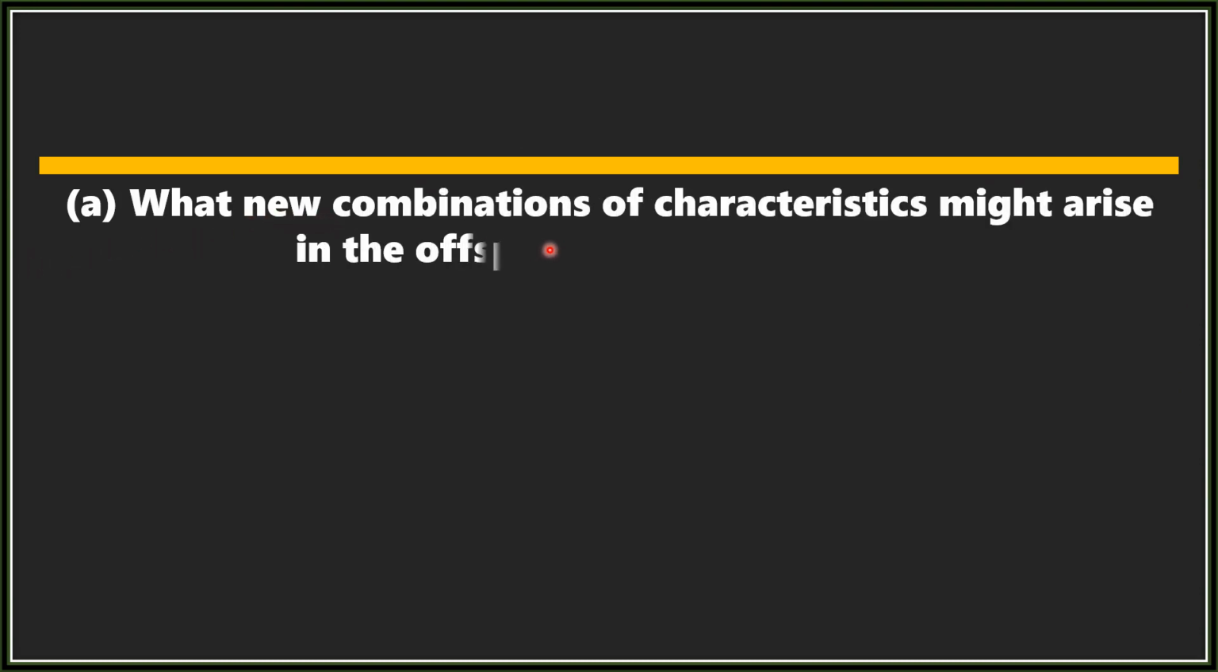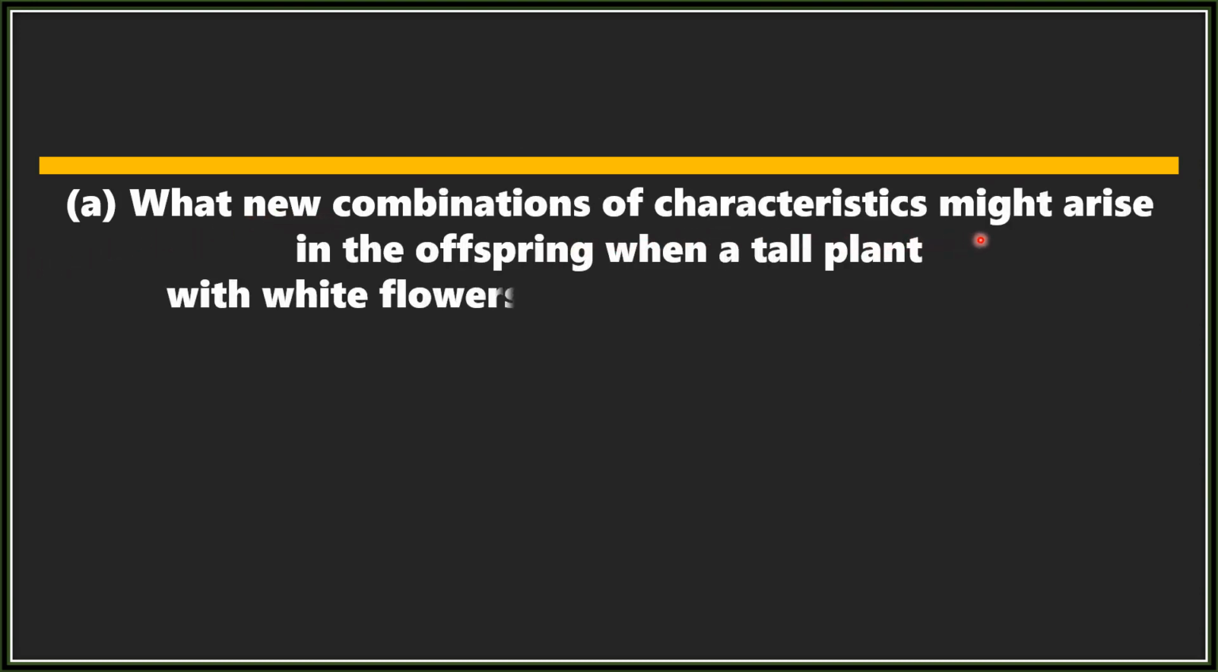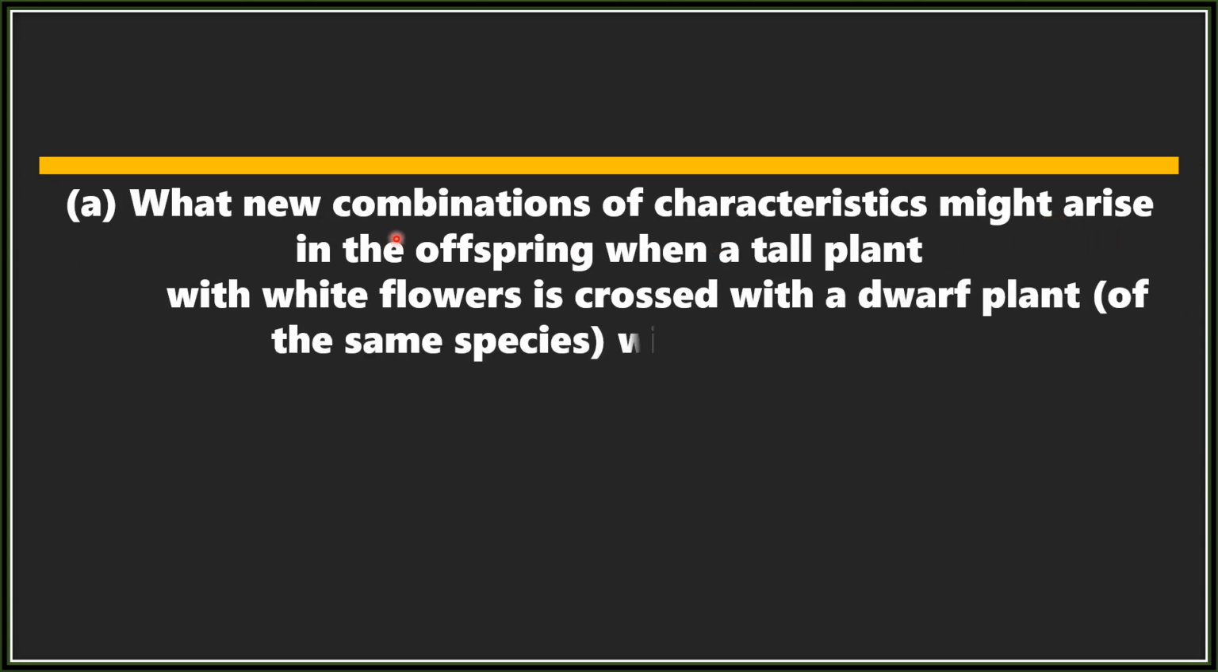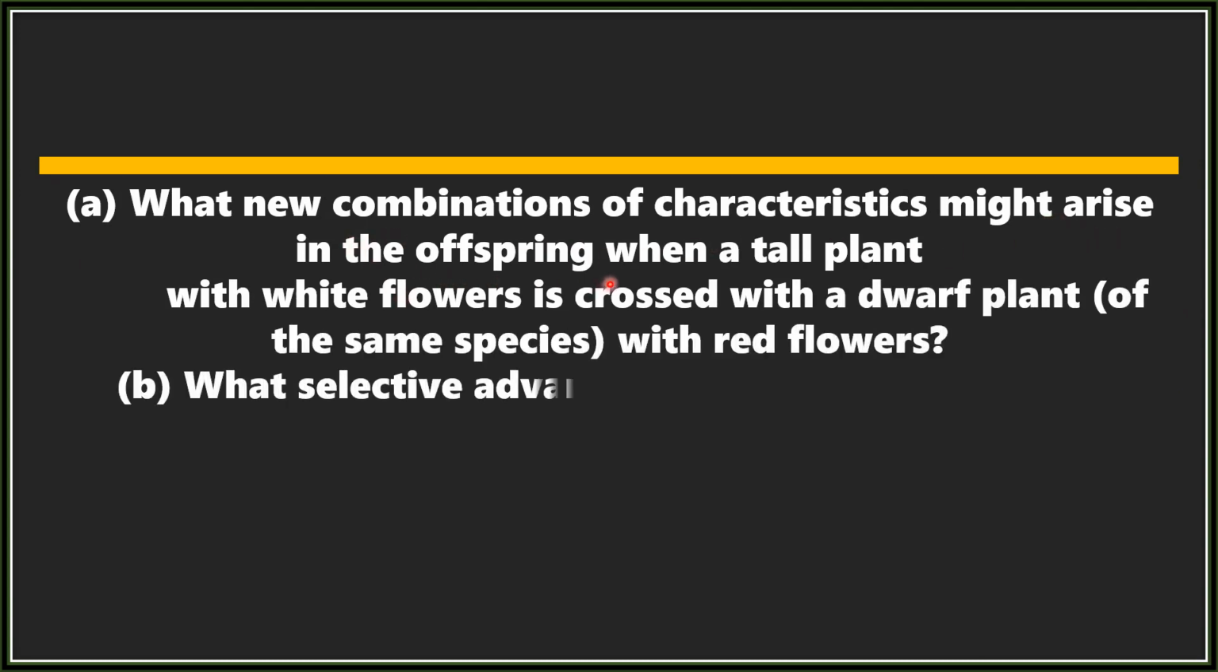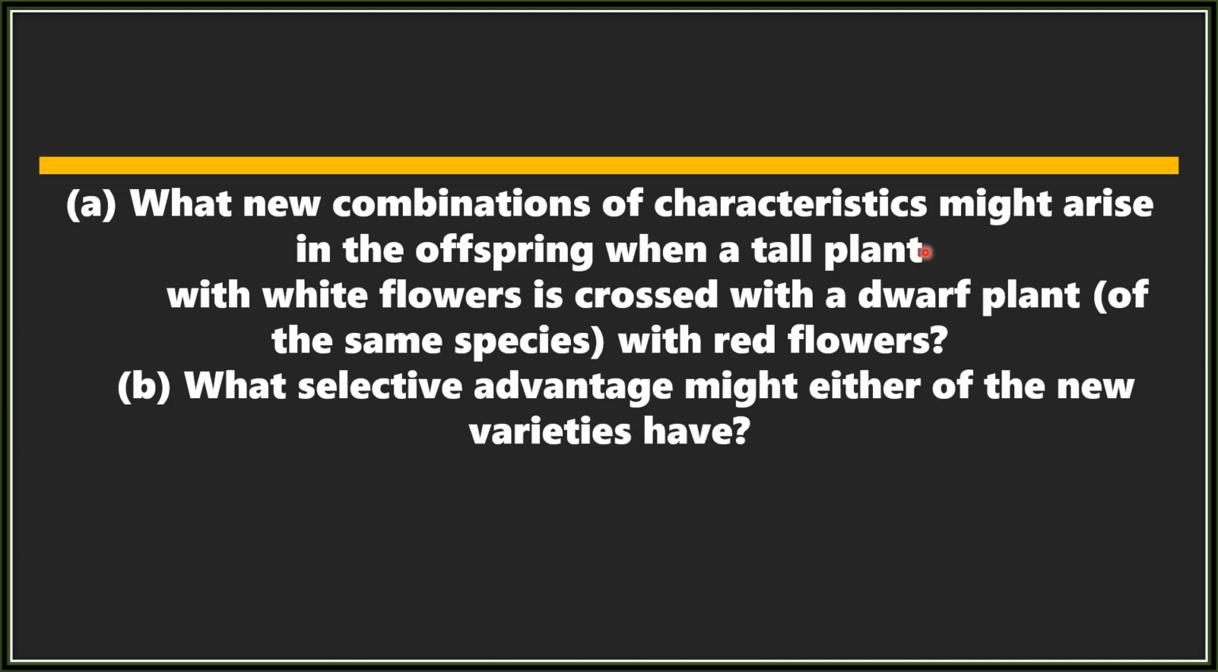What new combinations of characteristics might arise in the offspring when a tall plant with white flowers is crossed with a dwarf plant of the same species with red flowers? What selective advantage might either of the new varieties have?